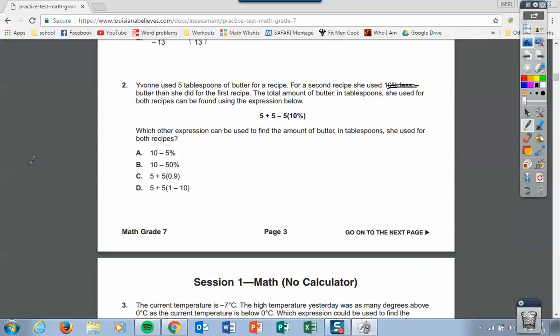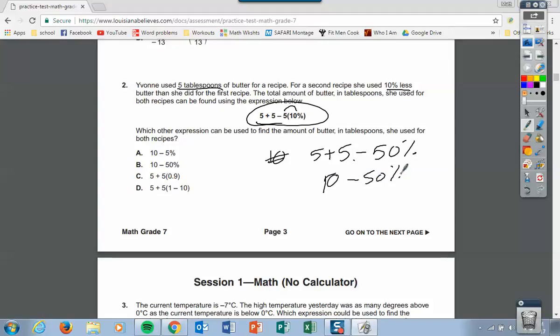Alright, so Yvonne uses 5 tablespoons of butter for a first recipe, and for a second recipe she uses 10% less. So those are important things. We're going to write those down. Then the amount of butter in tablespoons she used for both recipes is found using the expression below. So I've got this expression here. Which expression can we use to find the amount of butter in tablespoons? So we're trying to find equivalent expressions. What I'm going to do is take 5 plus 5. Sorry, I can't do that first. I'm going to do this. So I've got 5 plus 5 minus 50%. Now I'm just dealing with PEMDAS, so I can go 5 plus 5 is 10 minus 50%, and I see that that answer is right there.